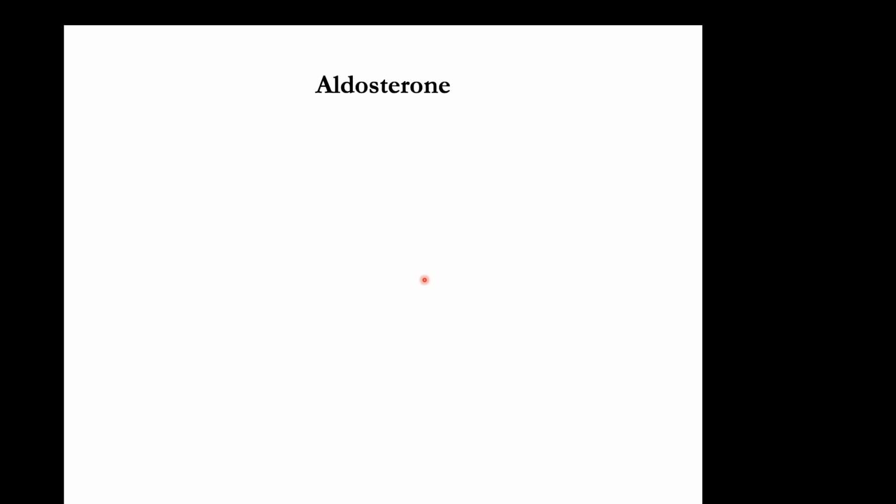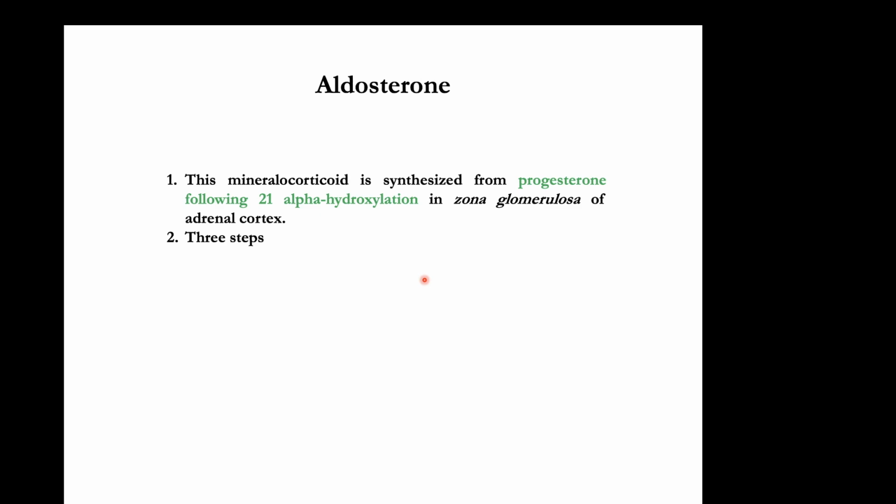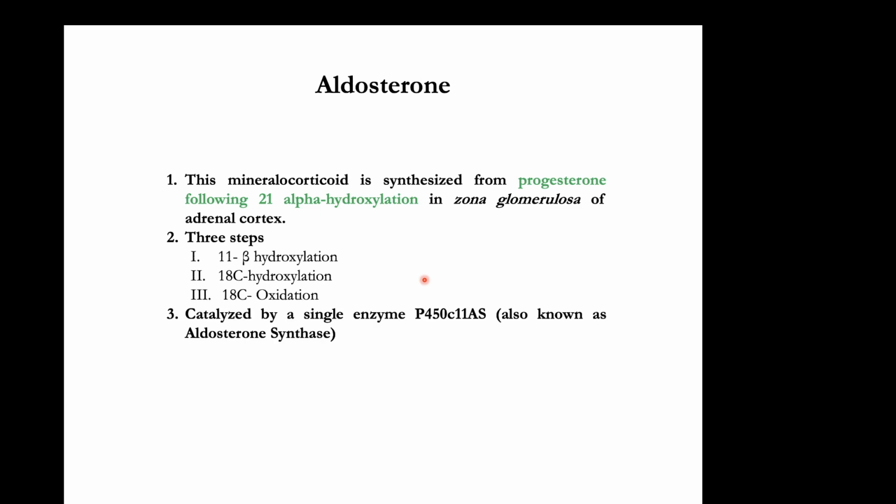Next is the synthesis of aldosterone. In aldosterone synthesis, first of all, the progesterone is hydroxylated at carbon number 21, followed by 3 sequential reactions: 11 beta hydroxylation, 18 carbon hydroxylation, and 18 carbon oxidation. This will finally lead to aldosterone, and these 3 reactions are catalyzed by a single enzyme, P450C11 aldosterone synthase, or AS.